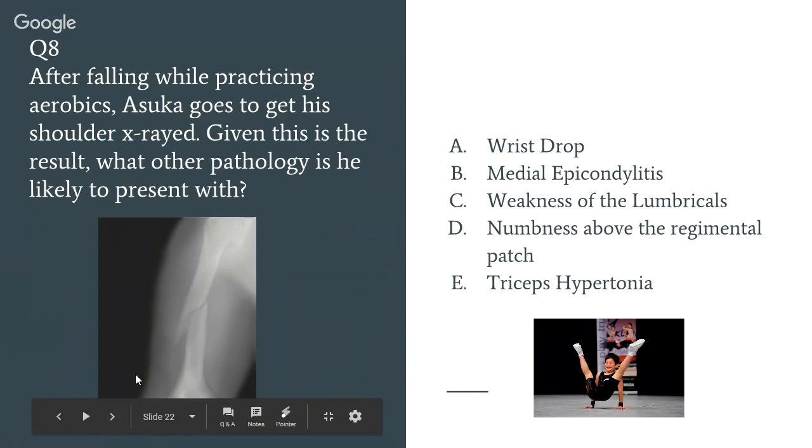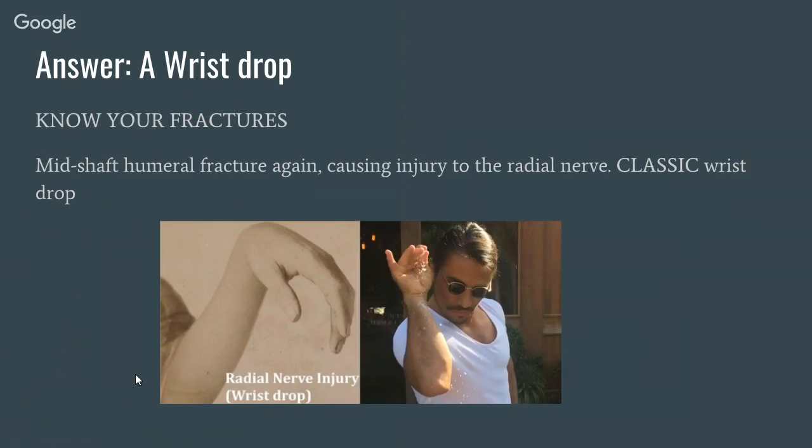After falling while practicing aerobics, Asuka goes to get his shoulder x-rayed. Given this as a result, what other pathology is he likely to present with? I think I saw someone whisper, so I'm going to assume that was an indication for wrist drop. And the answer is yes, wrist drop. Once again, as we talked about before, your mid-shaft humerus fracture pretty much causes damage to your radial nerve, and as such, you experience wrist drop because you lose the ability of your extensors.